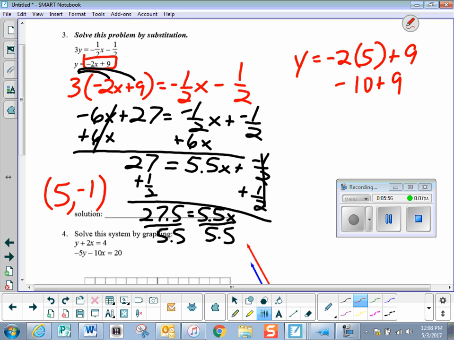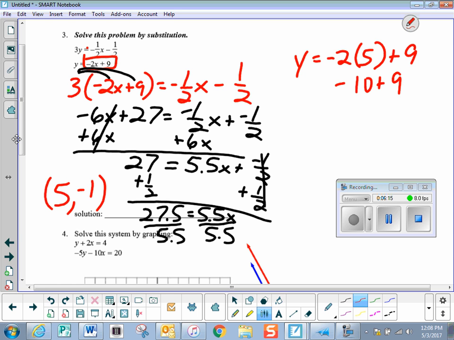Okay, that's how we get the answer of 5, -1. Wait, what? I just plugged in 5 for x, which is -2 times 5 plus 9. Oh, you plugged it in... I can plug it into either one, but this one was a lot easier to plug into.